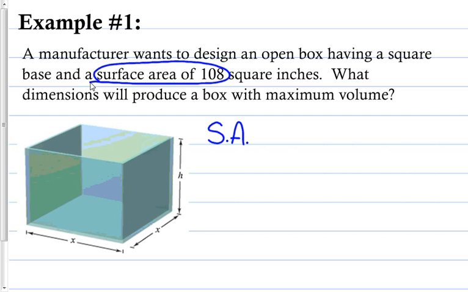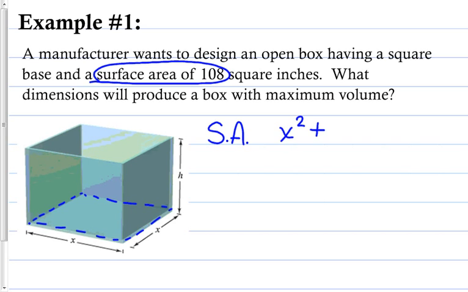Surface area is all the surfaces and their areas added up, right? So the bottom is a square. So that area is x times x, which is x squared. So that takes care of the surface of the bottom, right? And then the other sides, there's only 4 other sides because this is an open box. It doesn't have a top.